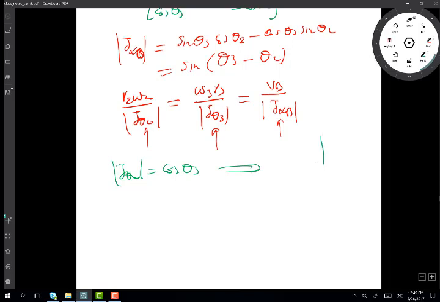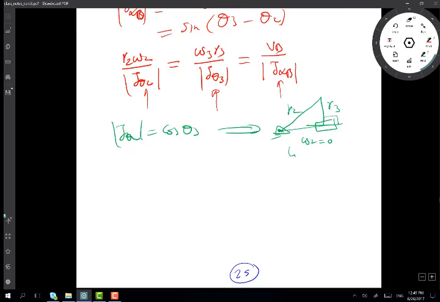So if this is going to happen, with this R2 and R3, this means omega 2 will have to be equal to 0, right? And the linkage stalls at this point in time. And we looked at this before: we can look at the conditions which will make this happen, and we can tell that if R2 is greater than R3, this is going to happen.